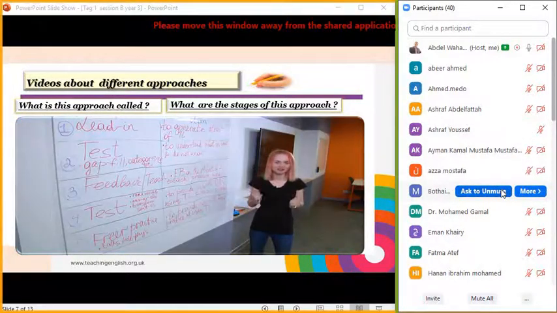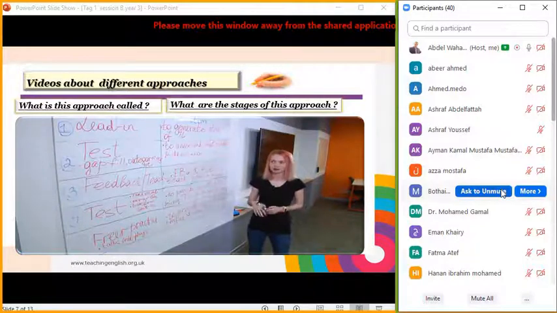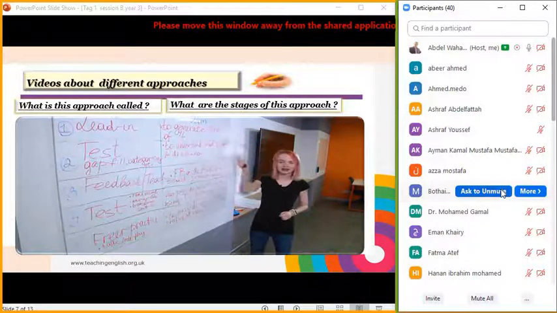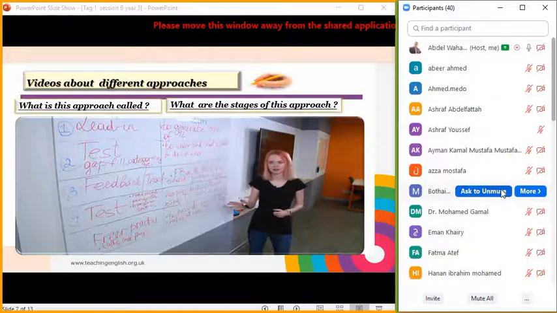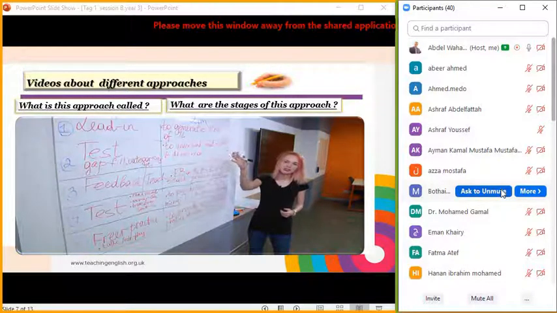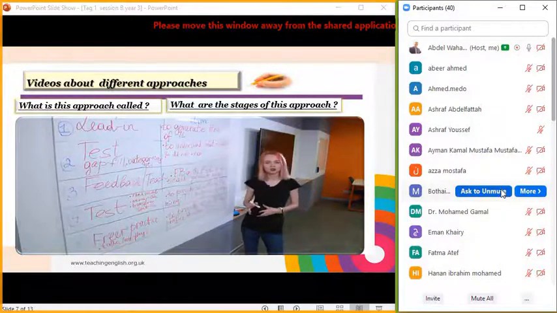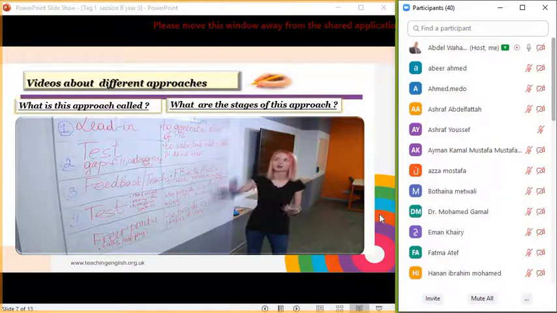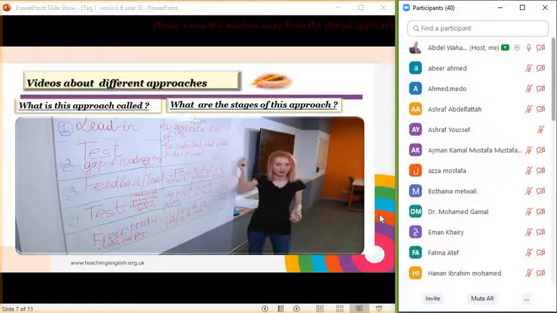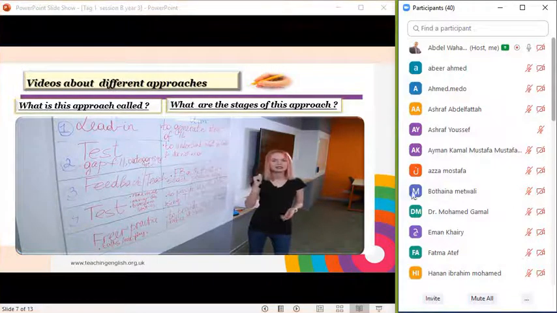So let's talk in detail how to plan your lesson using the test, teach, test approach. Here are the stages and aims of your lesson. The first stage is lead-in. You may show your students a video or ask them some questions in order to generate interest in the target language. The next one is test.